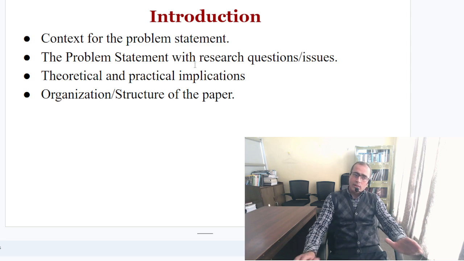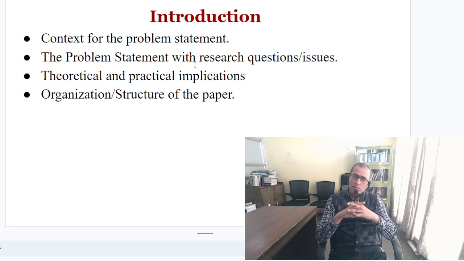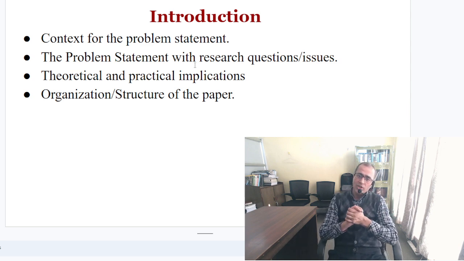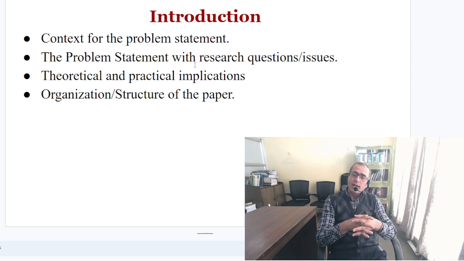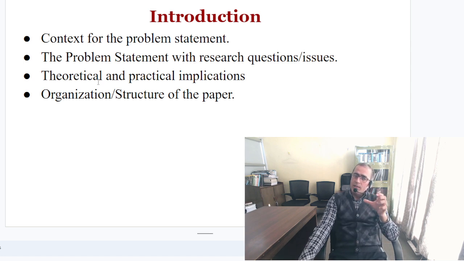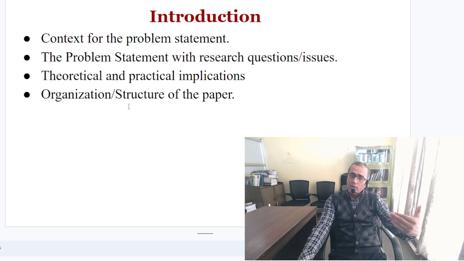Now this is our introduction part, which provides the context to the problem statement, right? Here we have to mention our research issues with the research questions. At the same time, you are going to explain your theoretical and practical implications. And then in the introduction section, we have to explain how your paper has been organized, the structure, that we would be explaining in the introduction section.